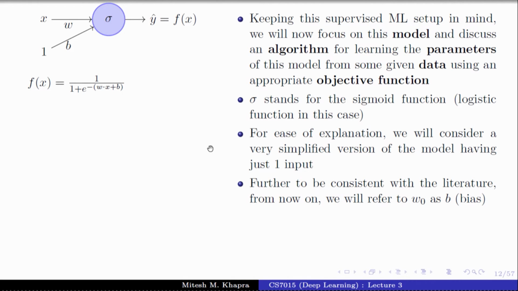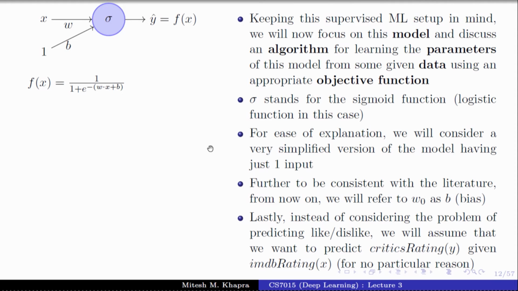And instead of having w1 x1 plus w2 x2 all the way up to wm xm, I just have wx plus b, one input and one bias. So how many parameters do I have here? 2. How many parameters did I have earlier? M plus 1, right? M weights for m features and one bias. Now I just have 2 parameters. It's just for ease of illustration, I'll work with this, and the same algorithm you can extend to m features also. Fine. And to be consistent with the literature, instead of w0, I'm going to call it b, because b stands for bias, and that's what everyone uses.